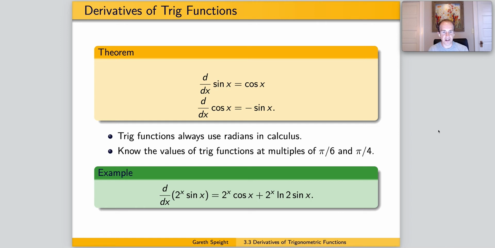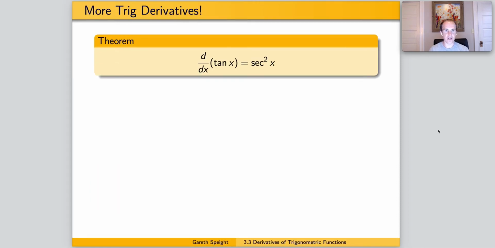Okay, so for instance, we can combine the derivative of sine and cosine with things we already talked about in the last section, with product and quotient rules. Here we have a product: an exponential function times a trig function. For the derivative of 2 to the x sine x, we fix the first function and differentiate the second, so we get 2 to the x cosine x. And then we do it the other way: fix the second function, sine x, differentiate the first, and we get 2 to the x ln 2 times sine x. So nothing too strange.